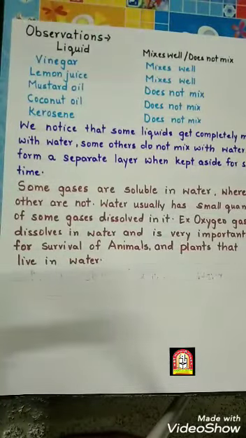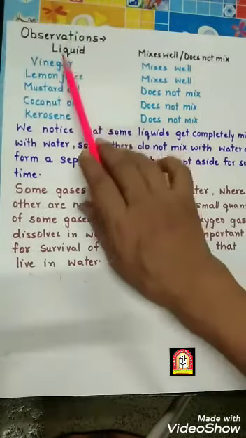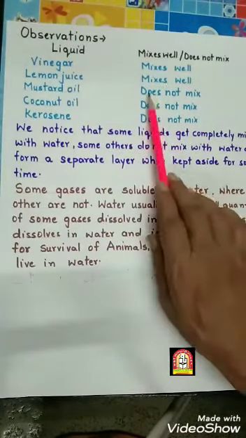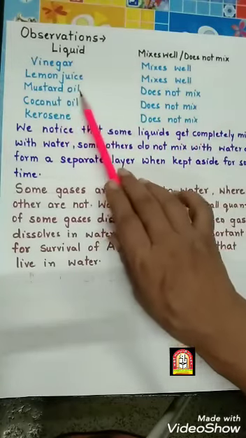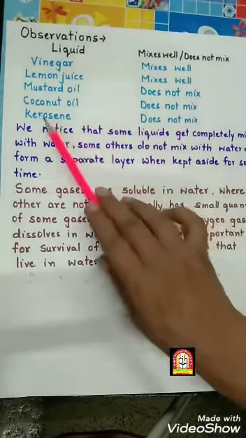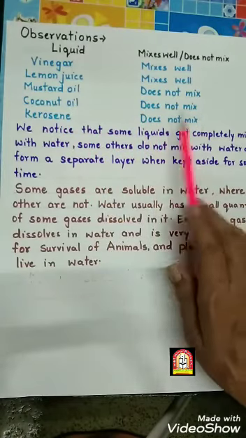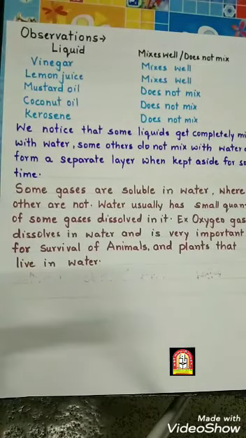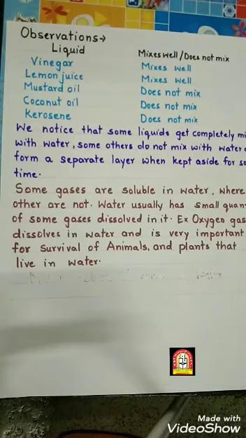And what will be the observation? Vinegar is totally mixed well with water. Lemon juice mixes very well with water. Mustard oil does not mix. Coconut oil does not mix. Kerosene does not mix. So again we see that certain materials can mix properly, thoroughly in water, but certain materials don't. So we can bifurcate all these things by the experiment.